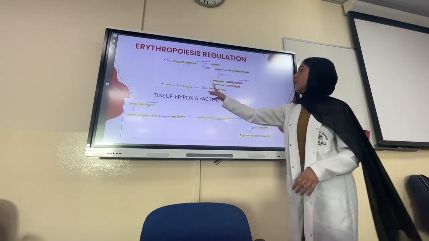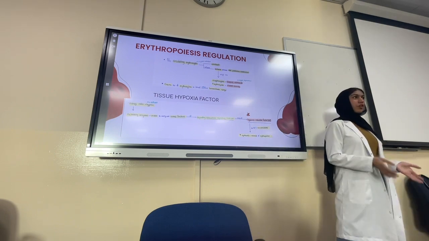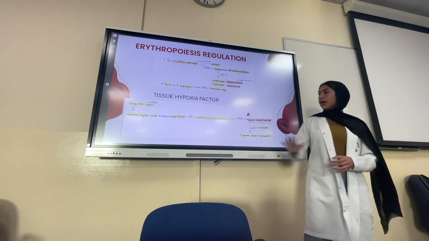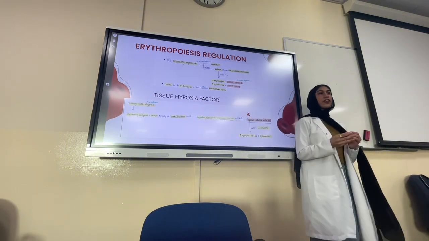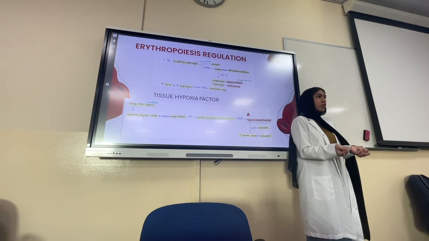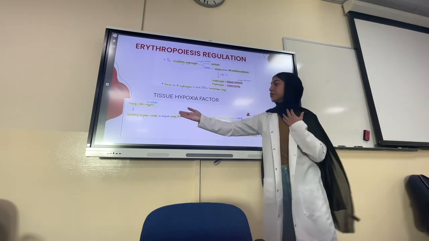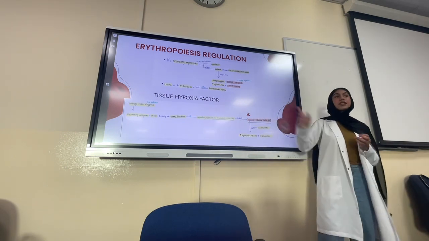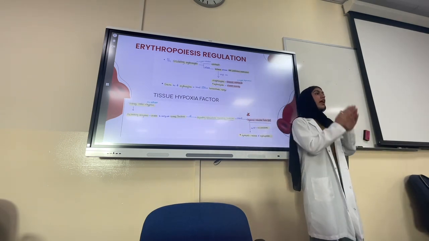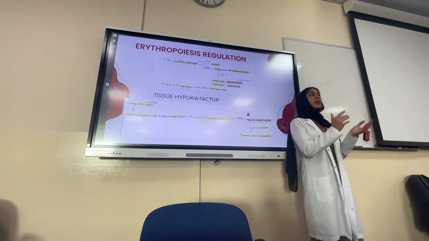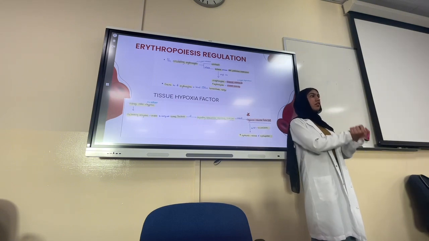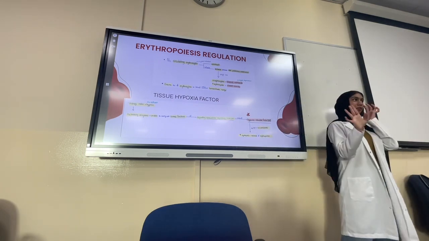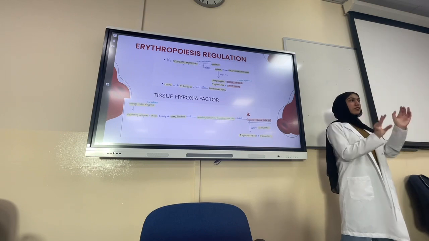Okay. Now, our body, of course, is going to ensure homeostasis at all times. Okay, tissue hypoxia factor. What happens? We have kidney cells that are hypoxic, which means they're not receiving enough oxygen. What are they going to do? The oxygen sensing enzymes are not going to be able to degrade, and they're going to start accumulating an intracellular signaling molecule. What's the name of this? Hypoxia inducible factor. Make sense, guys?